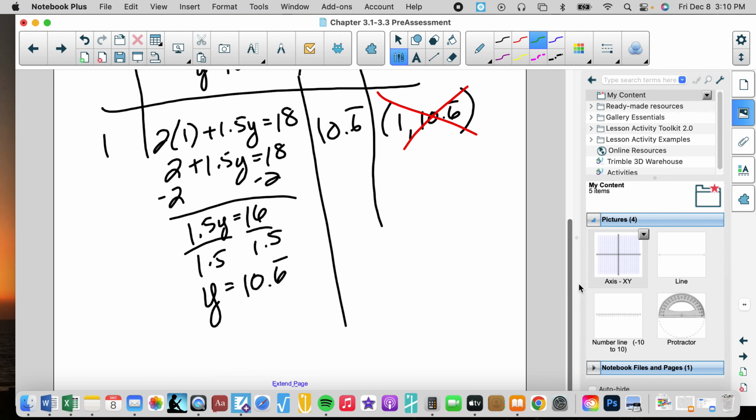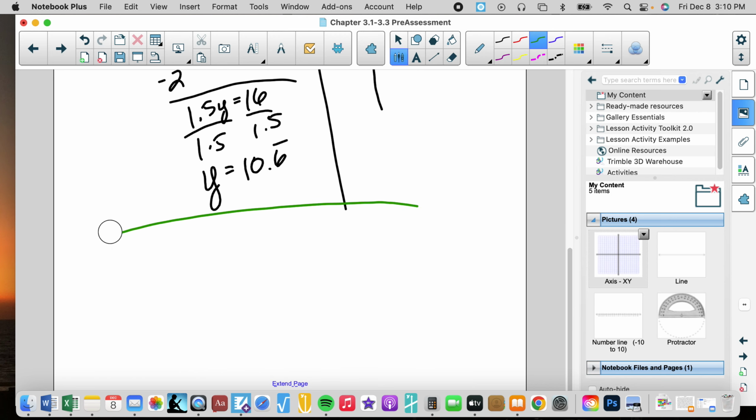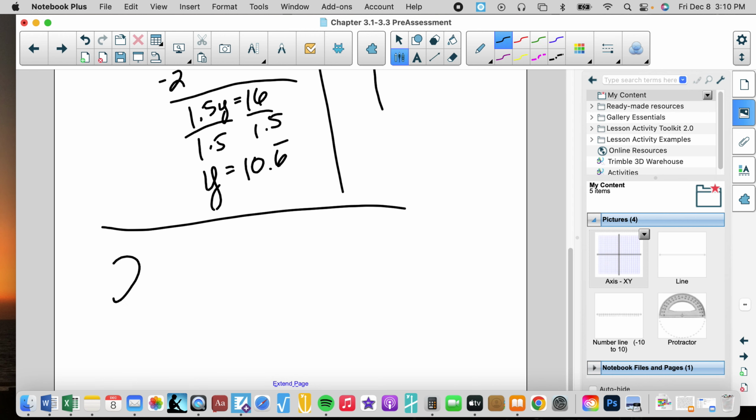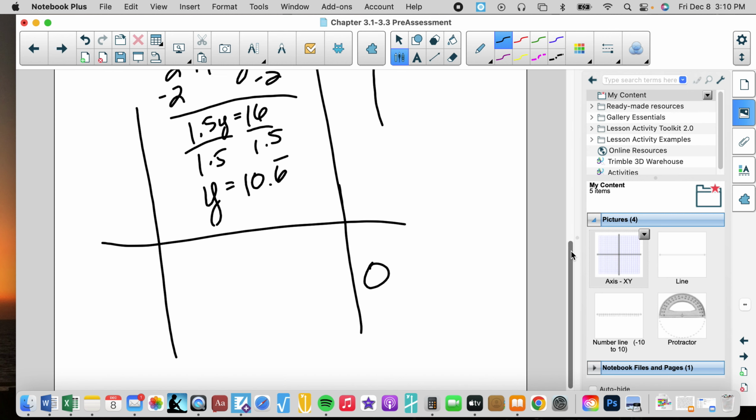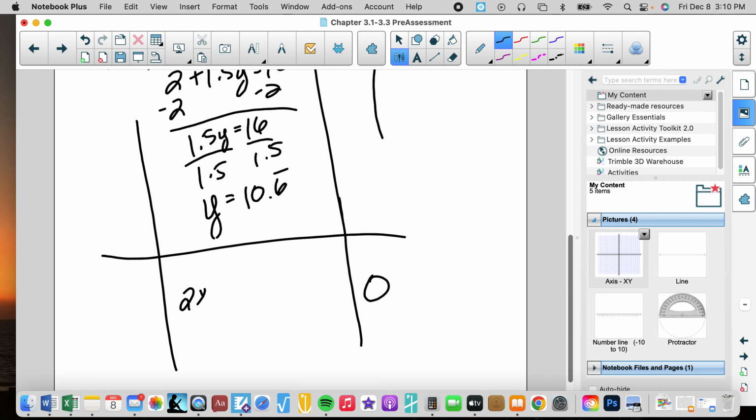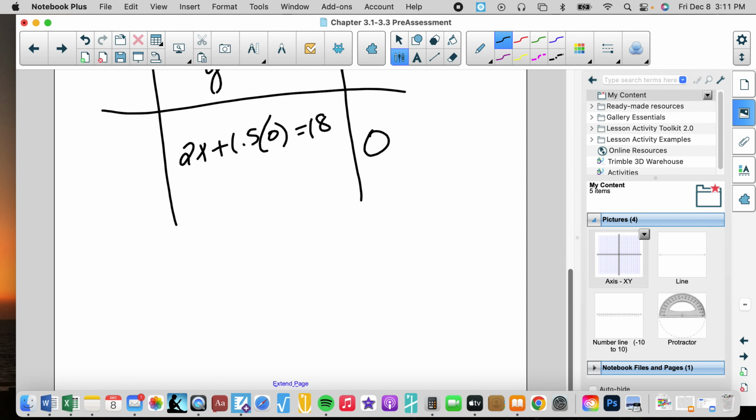And we could keep going, and you could go, okay, let's do 2. Let's see if 2 produces a whole number. What I would suggest is that you plug in 0 for y, because that would be the other extreme. I would use this equation still, 2x plus 1.5y, plugging in 0 for y, and then solve it. You get 2x equals 18, divide by 2, x equals 9.